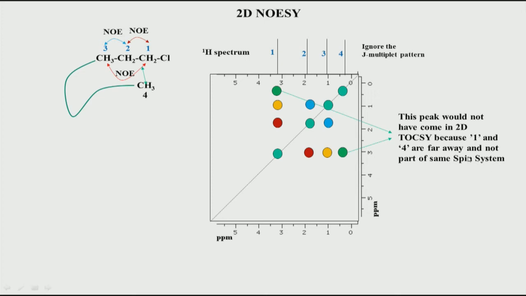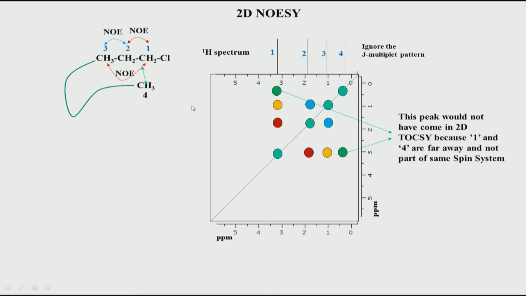Remember the word spin system which we defined in the case of a TOCSY spectrum. A spin system is a set of spins which have some J coupling between each other. Not all of them are coupled to all, but there is no spin which is not coupled to any other spin, meaning there is no isolated spin. That set of spins which are all having coupling within them is a spin system.